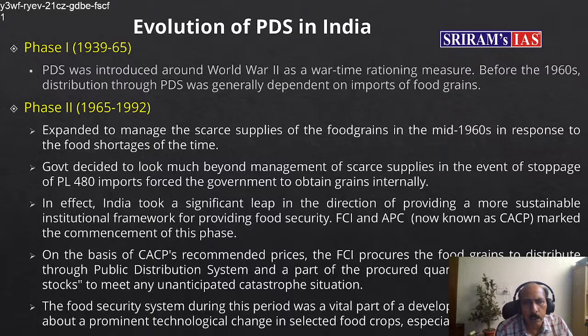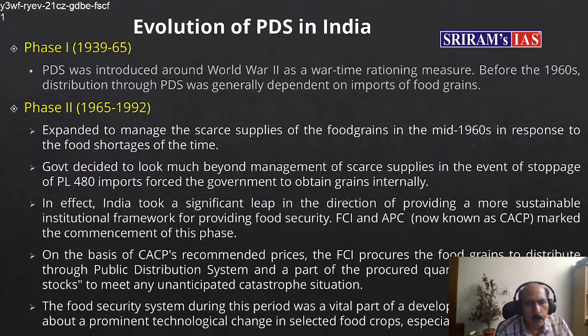And from 65 to 92, which was phase two, all the population of the country was covered under the PDS system. It means everyone who is a citizen of the country was entitled to get subsidized food grains through the fair price shop system in the country. And therefore it was called the universal PDS system. Under this system, the central government has to motivate the farmers through their MSP policy to produce more and more food grains.